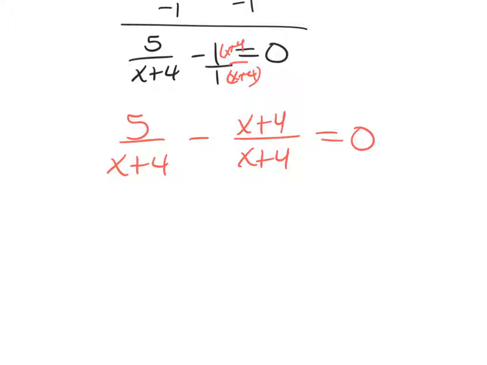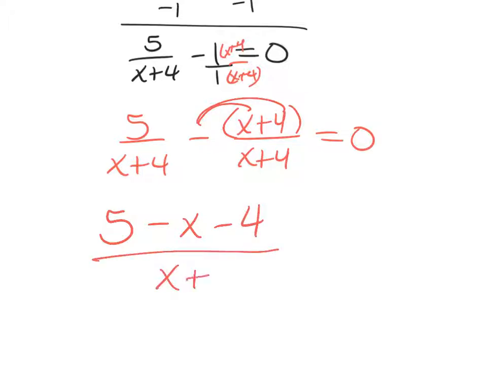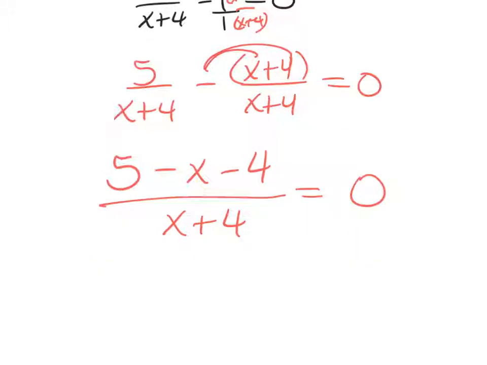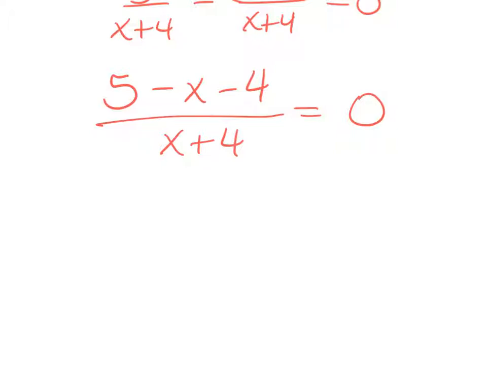Now that I found a common denominator, I also have to simplify my numerator now. So that it becomes 5 minus, and I'm going to distribute the subtraction sign. So 5 minus x minus 4 over x plus 4. All right, next one. Now I need to simplify that numerator. 5 minus 4 is 1 minus x over x plus 4 equals 0.